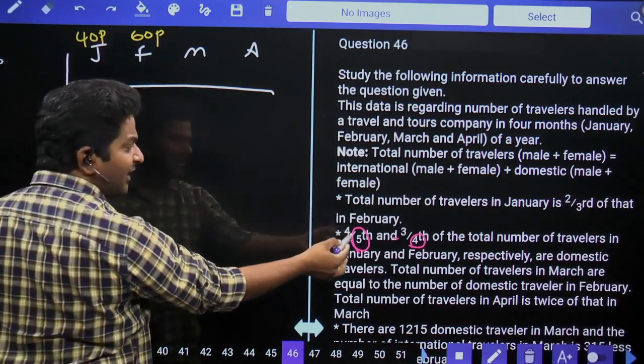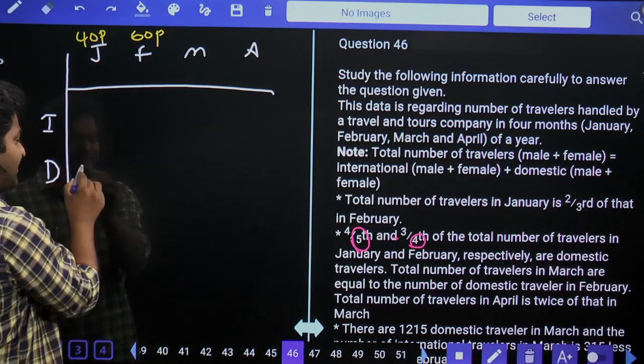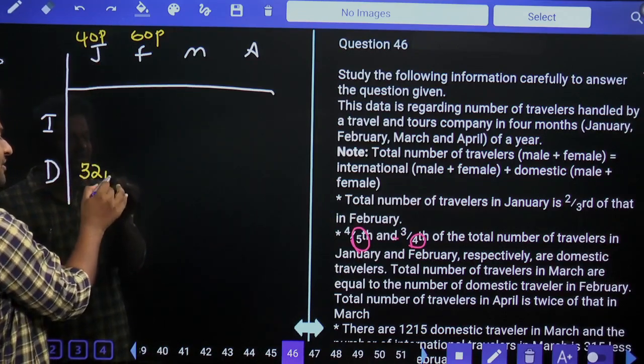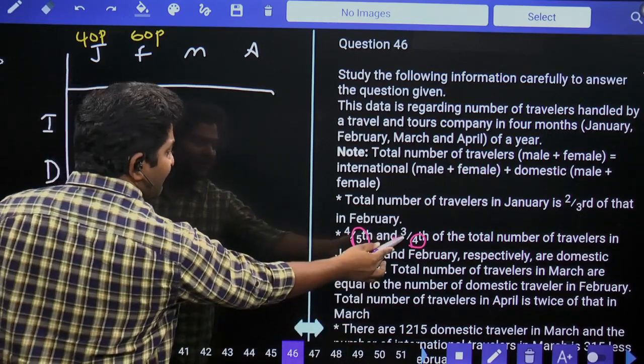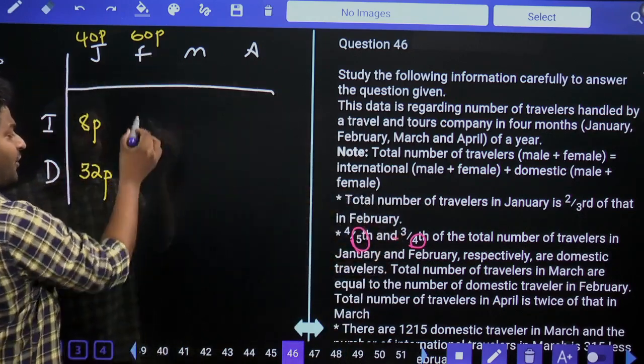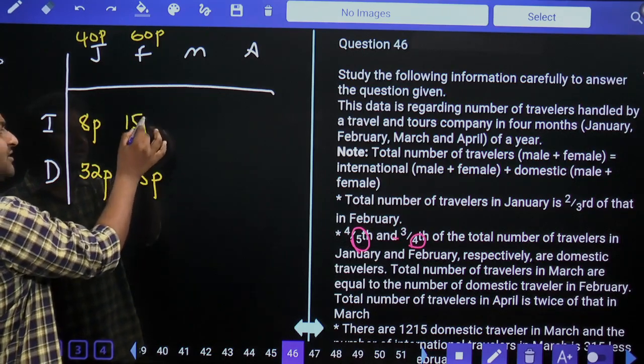Then easily we can calculate 4/5. 1/5 of this number is 8, 4/5 is equal to 32 parts. These are domestic. Then 8 parts are international travelers. In February, 3/4 is equal to 45 parts. And here remaining are international, 15 parts.